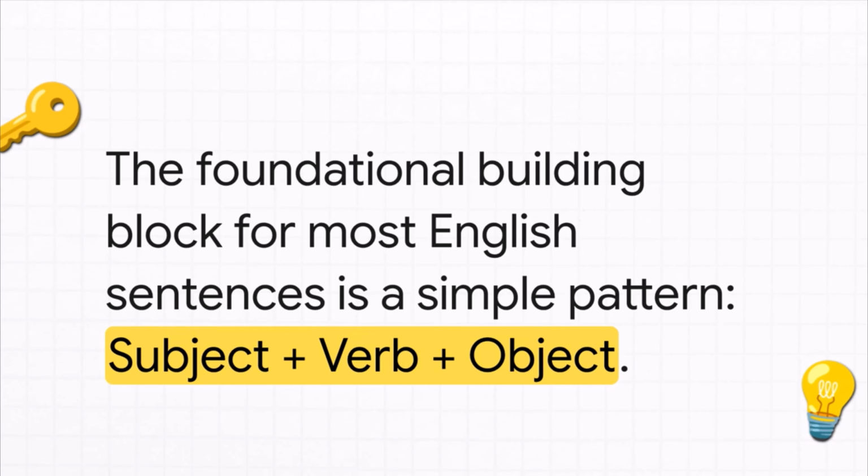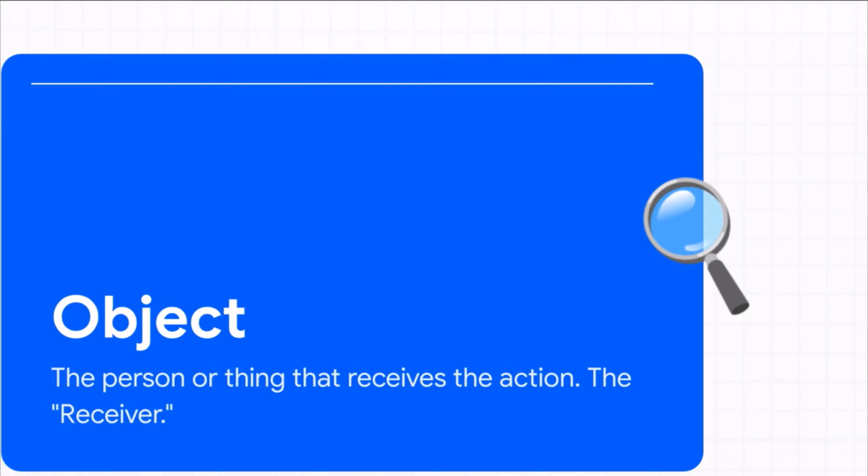Okay, next up is the verb. And this one's easy. If the subject is our doer, then the verb is the action. It's the word that tells you what the subject is doing. You can almost think of it as the engine that drives the whole sentence forward. And to complete our trio, we have the object. This is the receiver. It's the person or thing that the action is happening to. So let's put it all together. You've got the doer, the action, and the receiver. And that's it. That's the whole pattern.